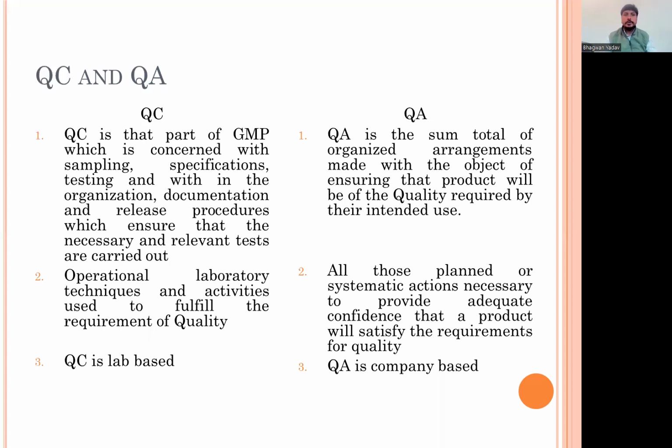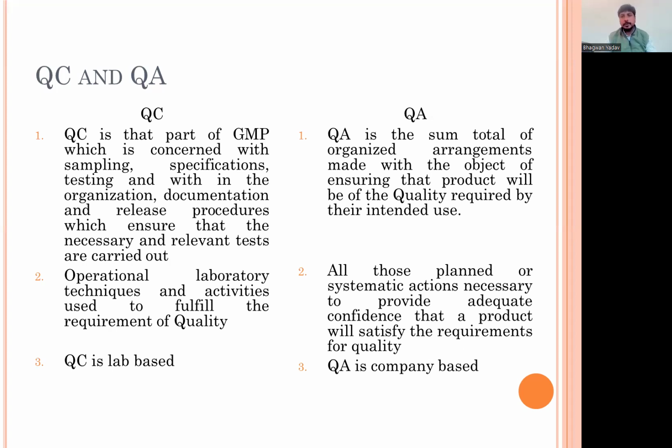Next is the difference between QA and QC. As I told you, QC is a laboratory part and QA is the sum total of arrangements of the organization. QC is that part of GMP which is concerned with sampling, specification, testing within the organization, documentation, and release process, which ensure that the necessary tests are carried out. It is responsible for these things: sampling, specifications, tests, and documentation of the tests.